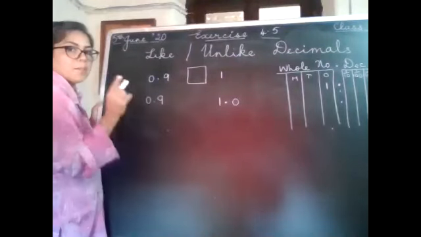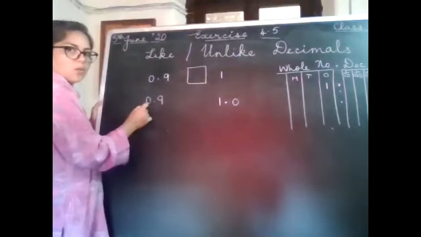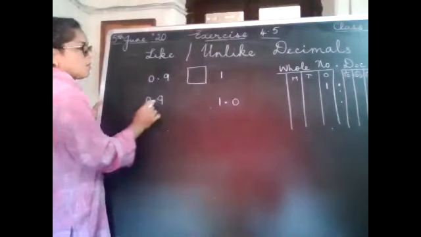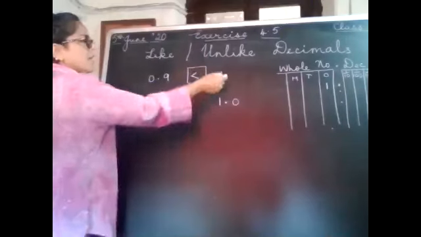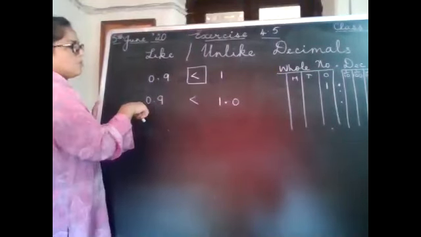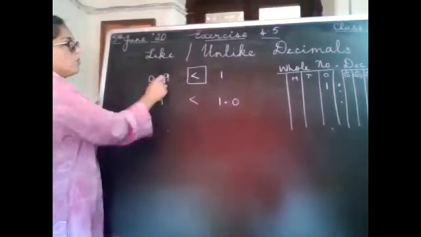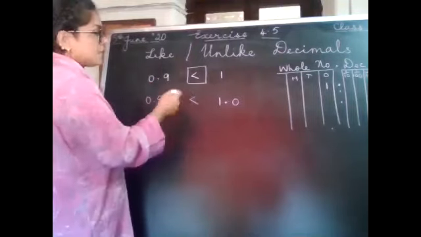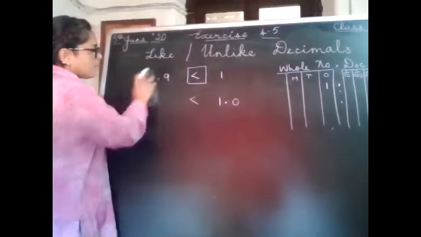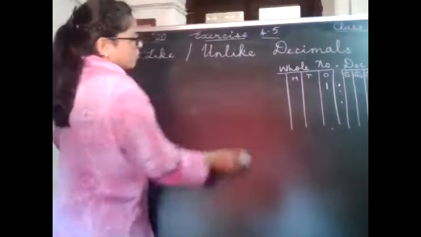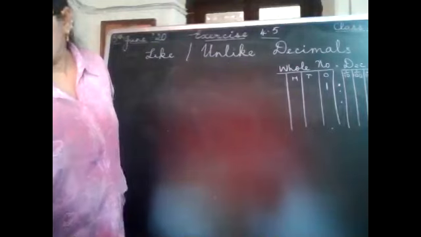How will you compare decimal numbers? First you check the whole number. Here the whole number is 0. There the whole number is 1. And we know that 0 is less than 1. So this number is less than that. So though the 9 looks bigger than 1, it is not. You don't have to get carried away by looking at the number like that. You have to check one digit at a time.